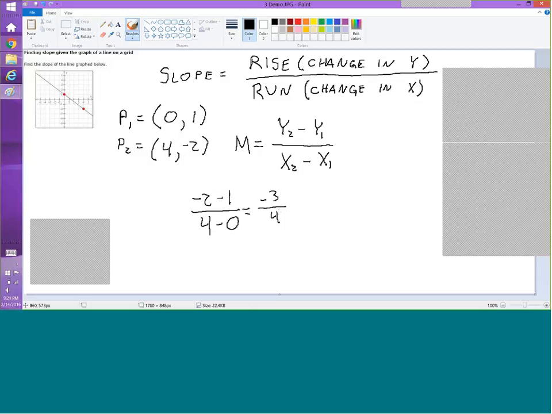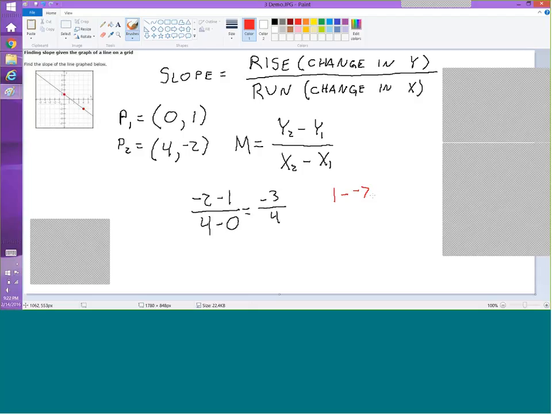Now it's important to note that it doesn't really matter which point you call 1 and which point you call 2, you'll still get the same exact slope. What matters is that you keep things tied together. So if I decide to call this first point, point 2, then its y value is going to be y2 and its x value would be x2. I'm going to show you what I'm talking about here. I'm going to do this kind of the exact opposite. I'm going to say that point 1 is my point 2, which means my y2 would be 1, and my y1 would be the negative 2.